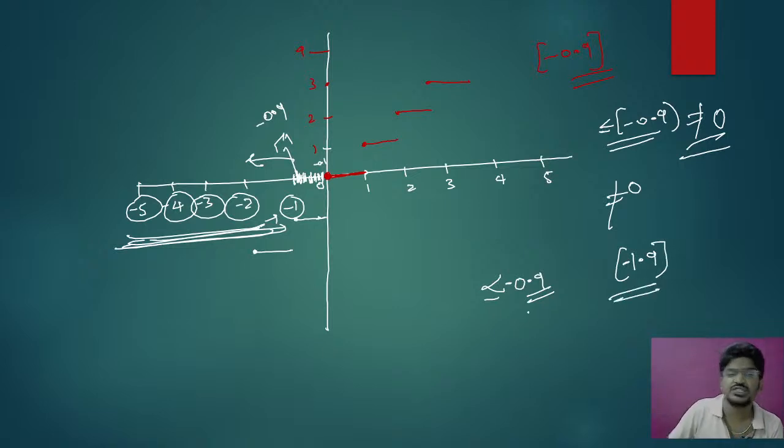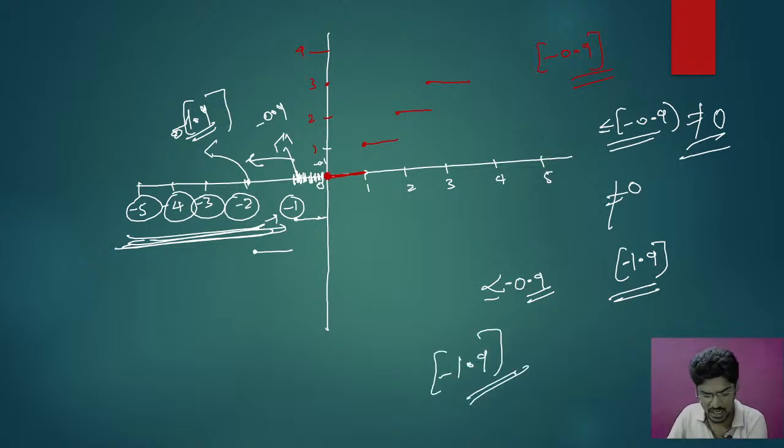Okay. What is the greatest integer of minus 1.9? This is minus 1.9. So what will be the greatest integer of minus 1.9? I am asking about minus 1.9 now. Clear?